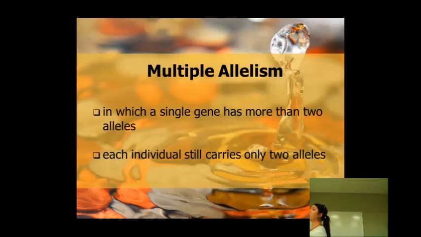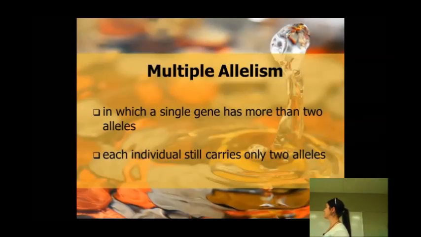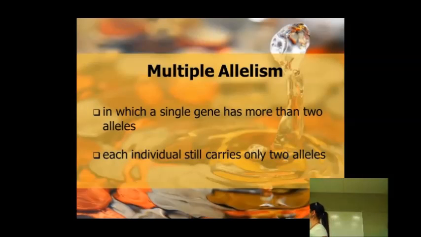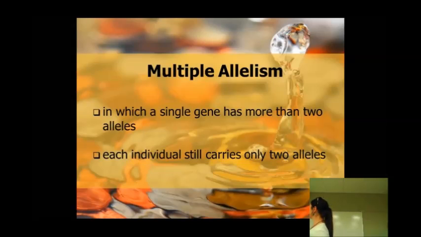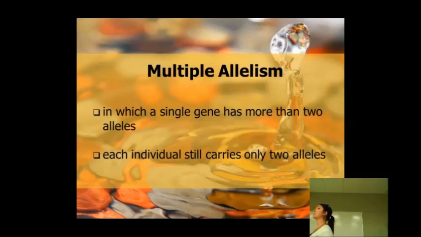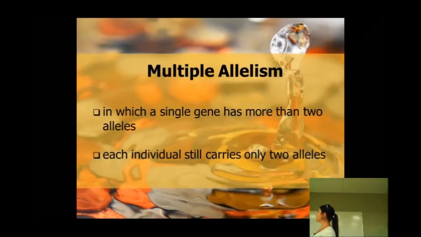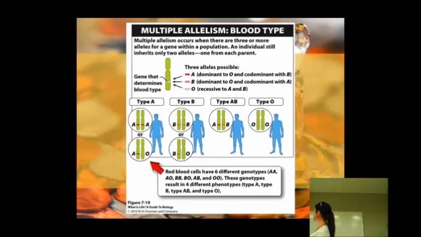And so what we call this is multiple allelism. This is where a single gene has more than two alleles, and the example of this is blood type. Each individual still only carries two alleles, but there's the possibility of getting more than just those two. So let me show you this right here. Multiple allelism occurs when there are three or more alleles for a gene in a population. An individual still only inherits two, one from each parent.